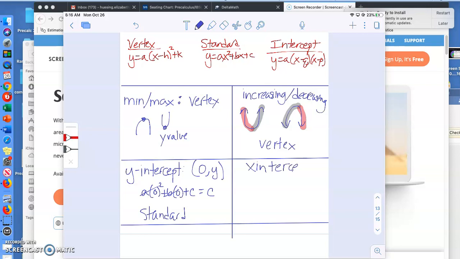X-intercepts. Well, that should be really easy to find. You're going to want intercept form. That would be the easiest to find those.